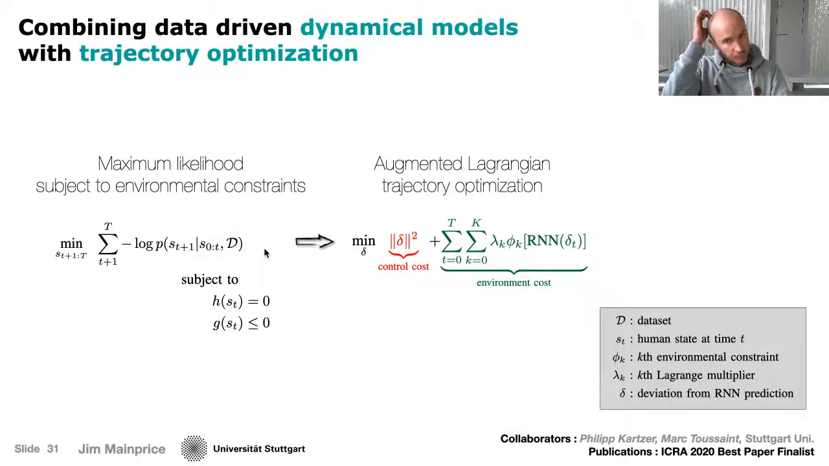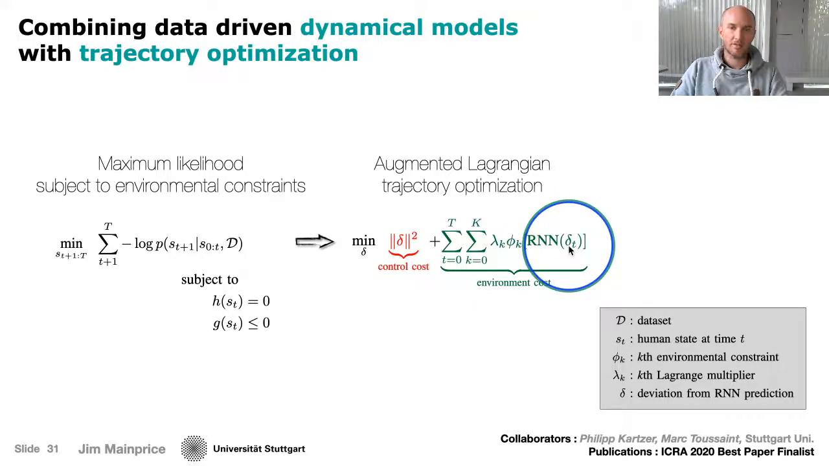And this leads to an augmented Lagrangian trajectory optimization algorithm where we have a control cost that has to do with minimizing the deviation from the RNN, with an environment cost which takes into account the RNN prediction, which is based on the deviation itself at every time step. So here we have feature K, which are the elementary constraints that we might consider. And this has the classical motion optimization form of having a control cost and having an environmental cost, which is linked to the state. So when we optimize that, we have to derive a gradient for that.